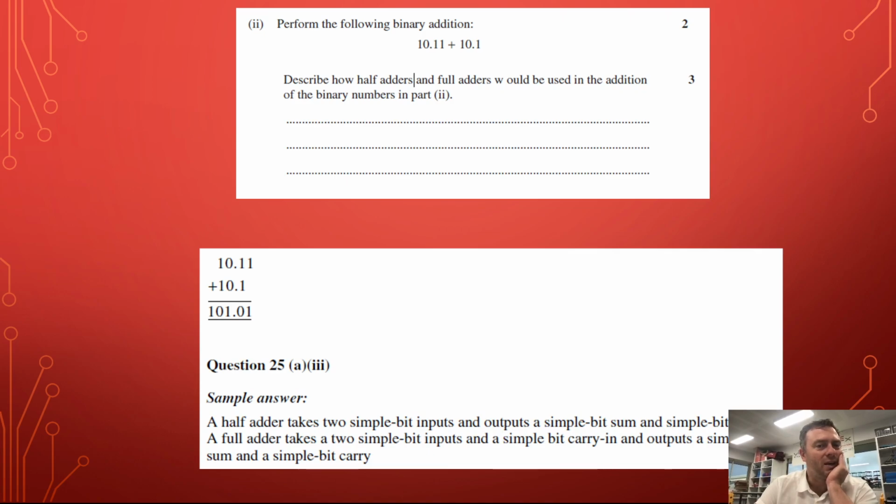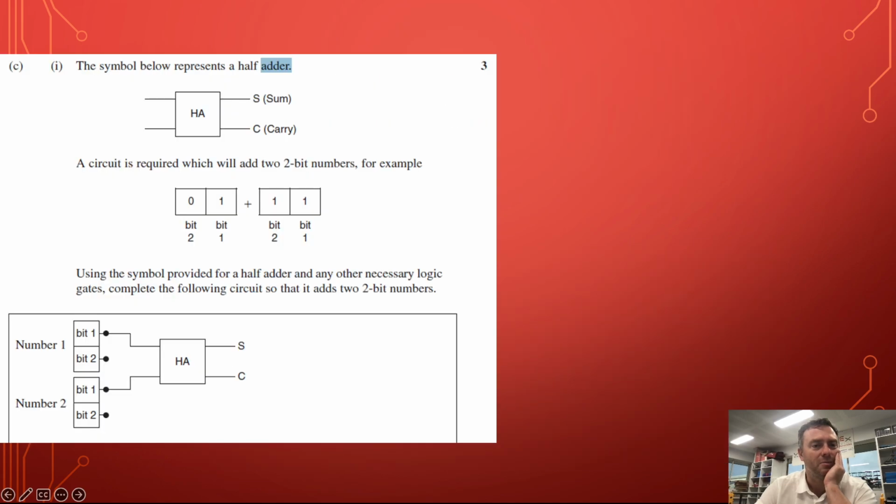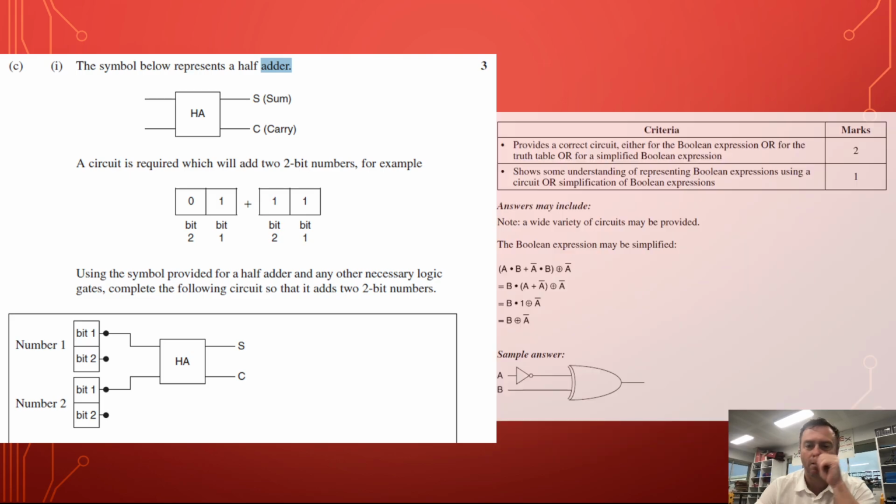Perform binary addition and then describe how the half adders and full adders would work in addition to the sums. So the half adder would take the 2 inputs and output a single sum and a single bit carry. A full adder takes the 2 single bit inputs and the single bit carry in and outputs the single bit coming through. The symbol below represents a half adder circuit, which will add the 2 bits together, for the example using the symbol provided for the half adder and any other necessary logic.